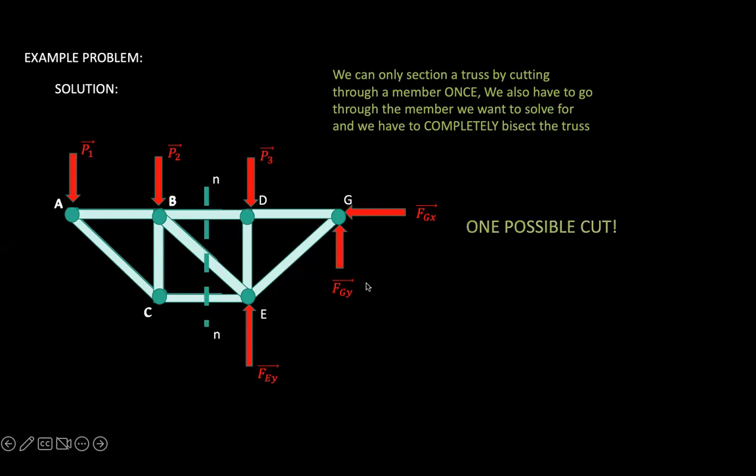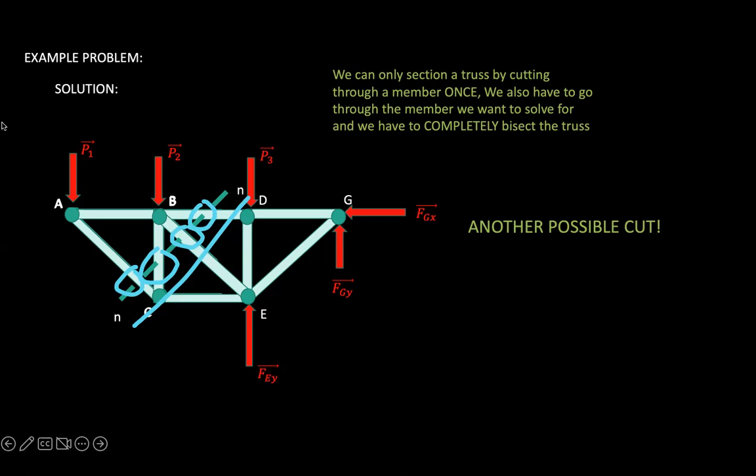This is one possible cut, but there are other possible cuts. Like this one over here, this is another possible cut. We note that we went through our member of interest that we want to solve for, another member over here, another member over here. And then we completely bisected the truss because we went through all components that it is necessary to go through in that direction.